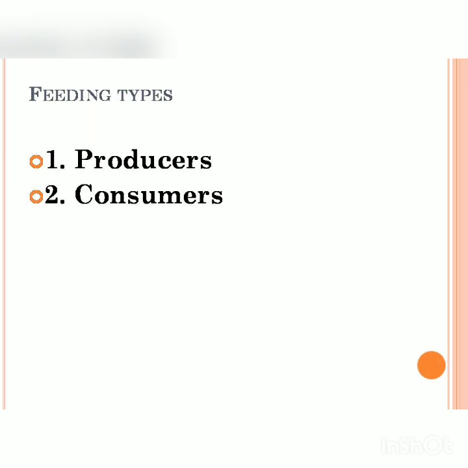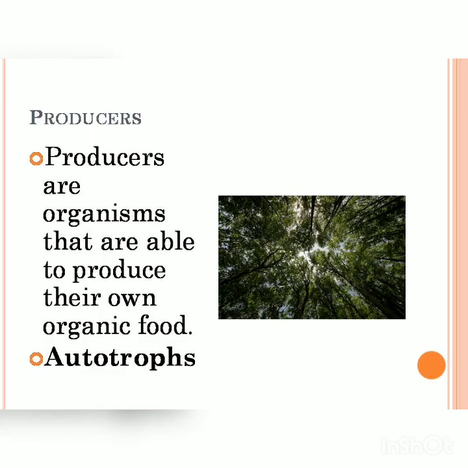We can identify different feeding types in an ecosystem based on how the organism obtains its food. There are producers and consumers. Producers. Producers are organisms that are able to produce their own food. They do not need to eat other organisms to do this. Producers are also called autotrophs. For example, plants produce food through photosynthesis.